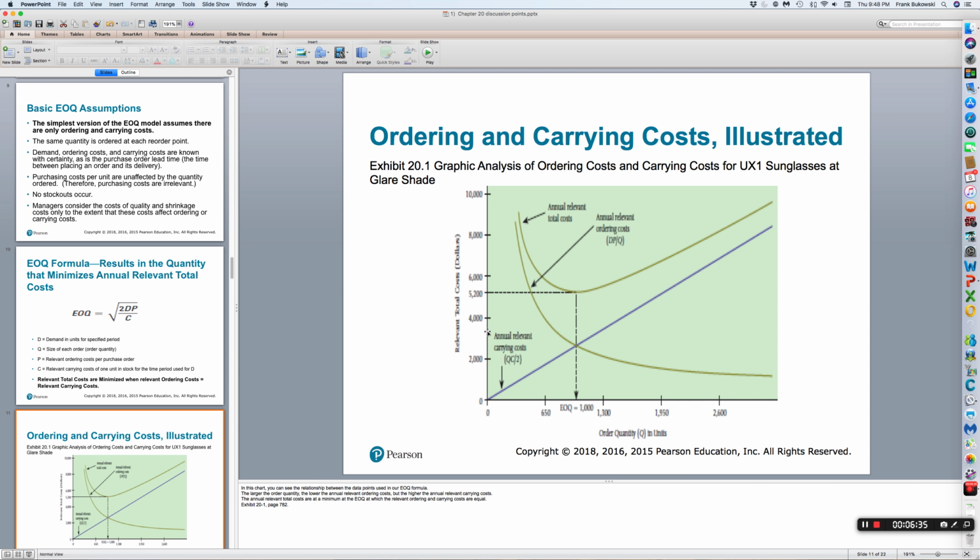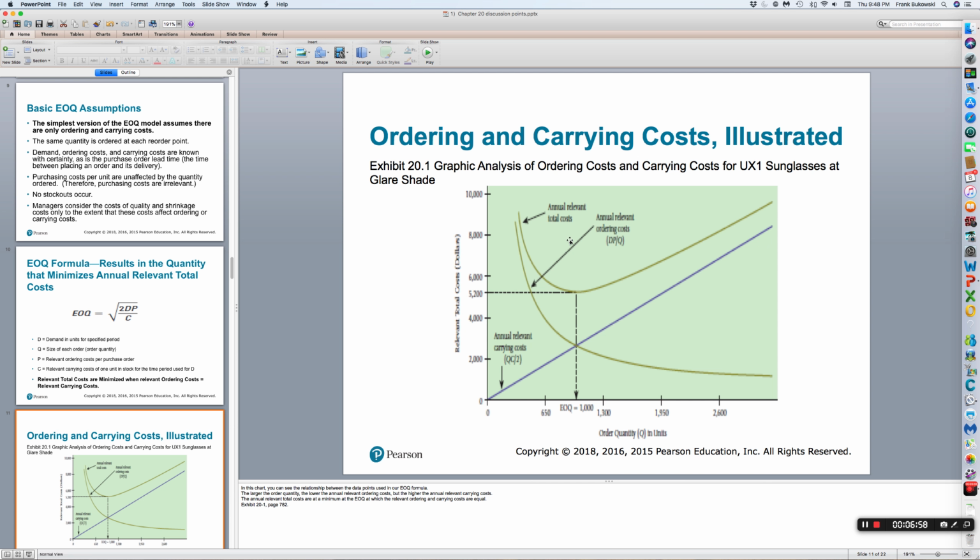When we look at our annual relevant carrying costs, notice that if we take our quantity and multiply that by the relevant carrying costs and divide that by 2, we could go ahead and graph that. Notice that Q is in the numerator, so as our Q increases, we're going to see this line continue to increase as well under our carrying costs.